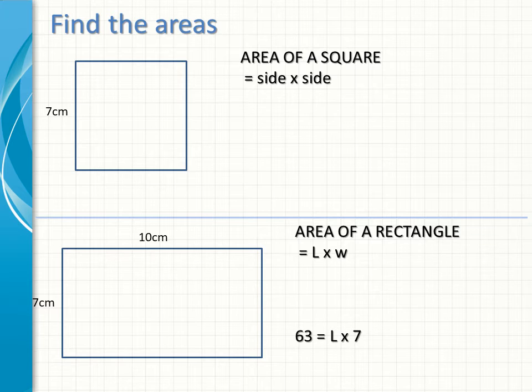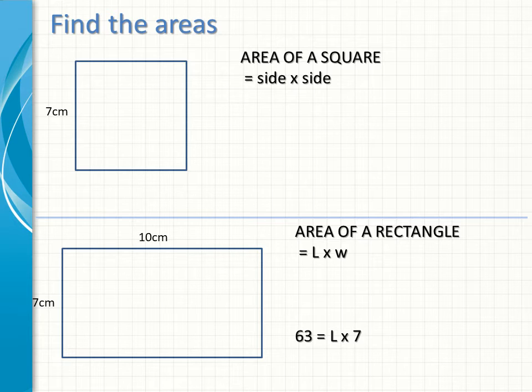So let's see how to find areas. We've talked about perimeters, and we saw that perimeter is about adding all the sides. But area, on the other hand, is about multiplying two sides. While perimeter adds all the sides, area multiplies two sides, the length and the width. Let's look at the area of a square. It's simply side times side to find the area of a square.